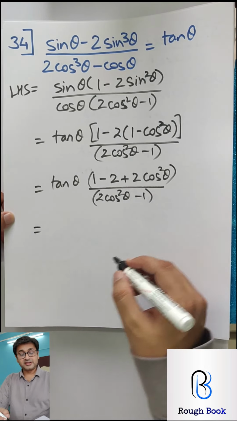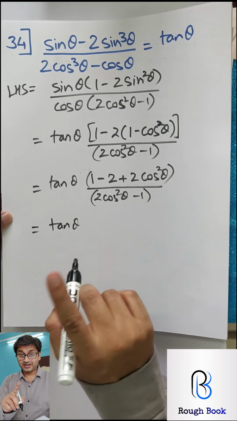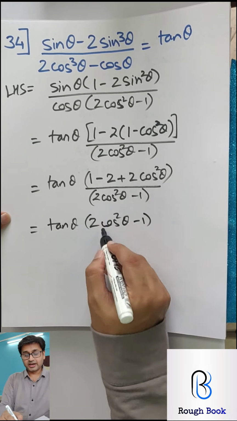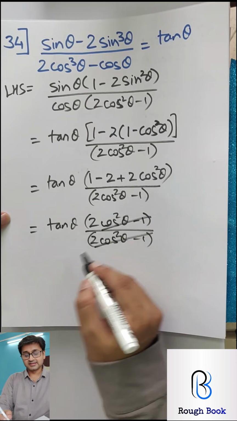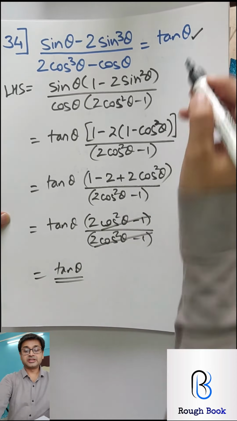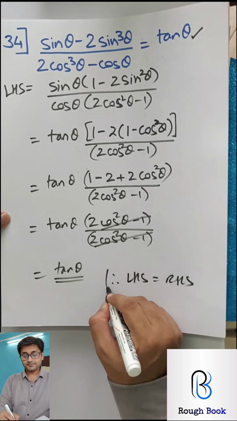You want to take it forward, magic will happen 100%. So tan theta, 1 minus 2 is minus 1. So I am writing this first and then this minus 1 upon 2 times cos square minus 1. Cancels. So what is left is tan theta. That's exactly what we wanted, and therefore we can say that LHS.